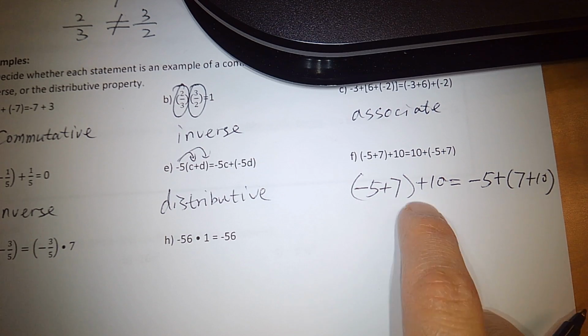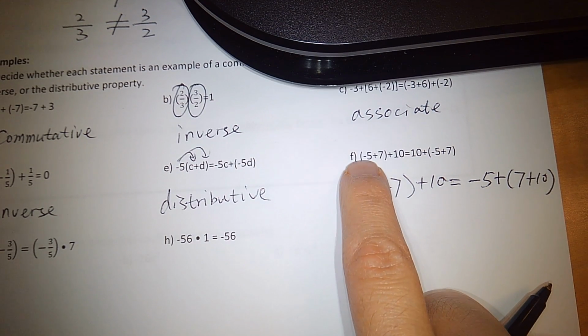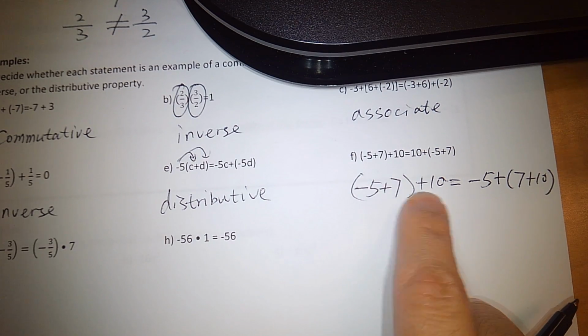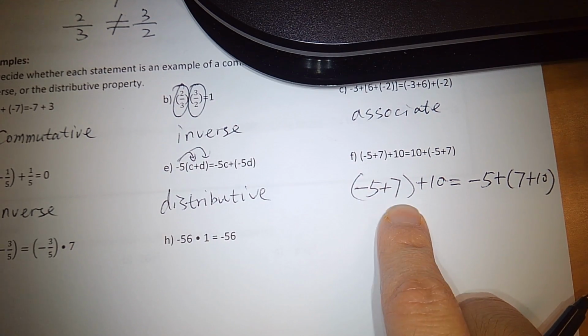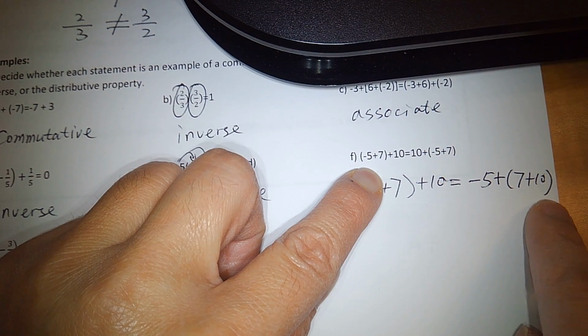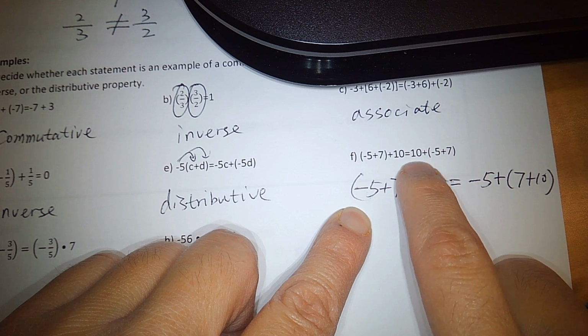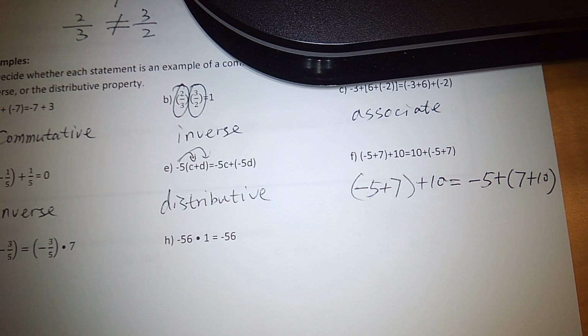See, if we assume this is associative, we should have -5 plus 7 plus 10. This is the first two numbers, okay? It should equal what? The last two add up and then add the first one. But is this the same as this? It is not.